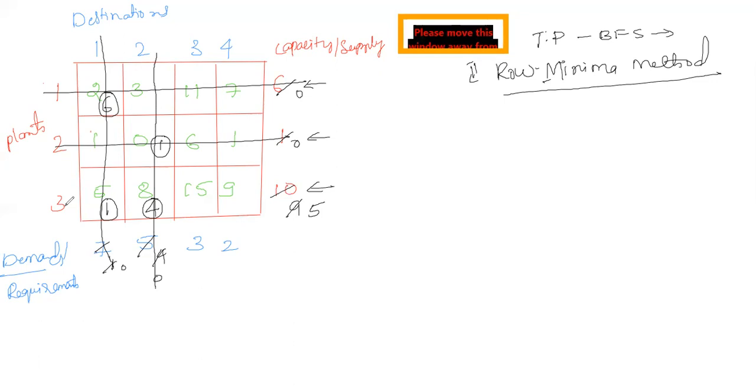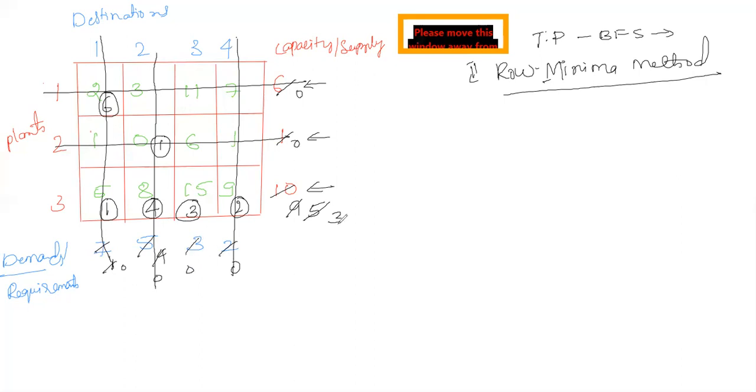After cancelling all this, the remaining are only 2 cells, and the minimum is 9. In the 9, what is the demand? 2 is the demand, and here we have 5. So take all the 2 units of demand, so this becomes 0. After giving the 2 products to this destination, the plant will have only 3 units. Now cancel this, and the remaining is only 1, that is 15. This has 3 demand and 3 supply, so that is all the 3.